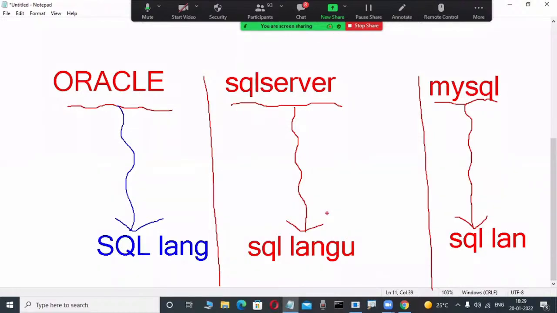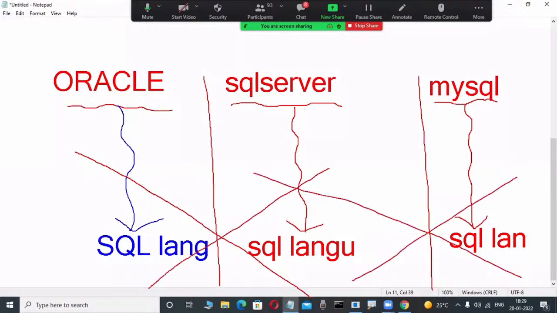Maybe some technical persons are there in our class. Are these all SQL languages same or different? Very good. In our class, so many fellows are telling the same only. That is 100% wrong. These all SQL languages are different, not same.